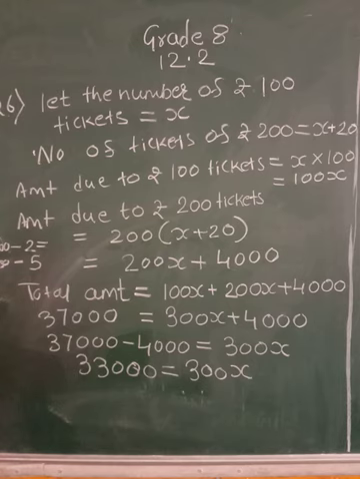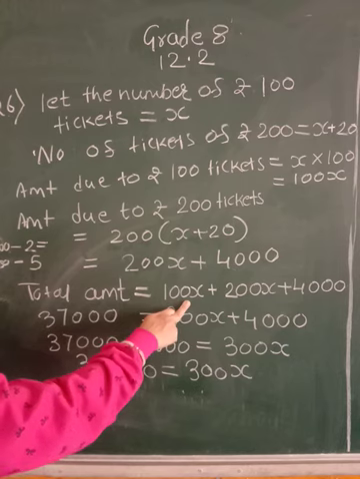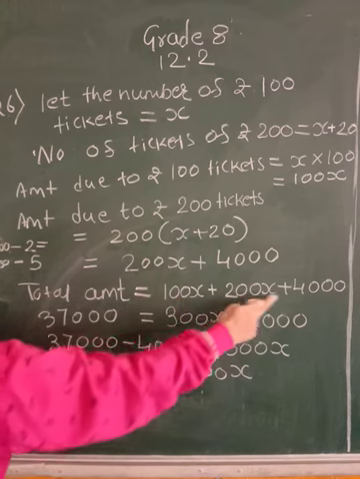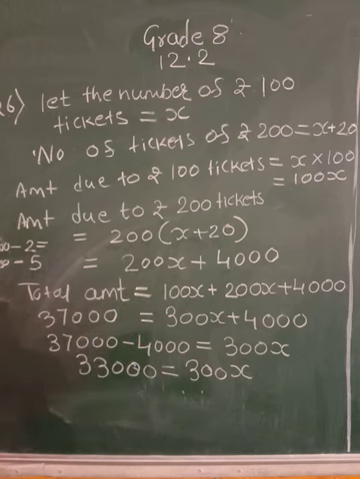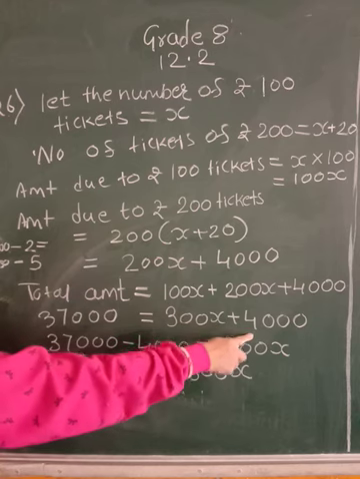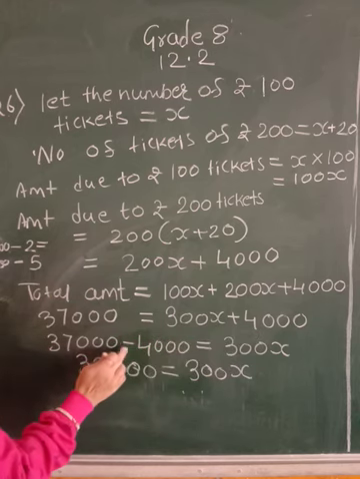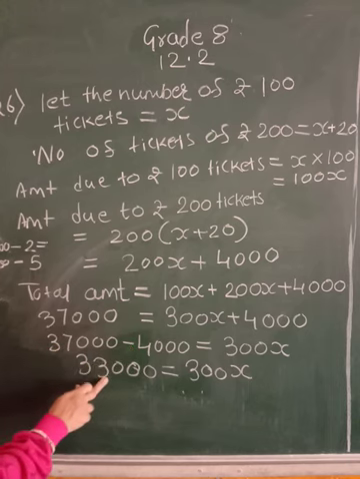Is this clear? Now what will be the total amount? Total amount is the amount due to 100 rupees tickets plus the amount due to 200 rupees tickets. So add up all, and this amount they have given is 37,000. So 100x plus 200x is 300x, plus 4,000. 4,000 if shifted over becomes negative. 37,000 minus 4,000 will be 33,000.